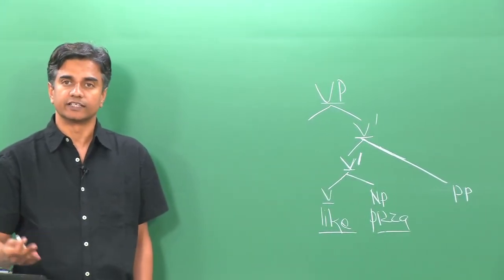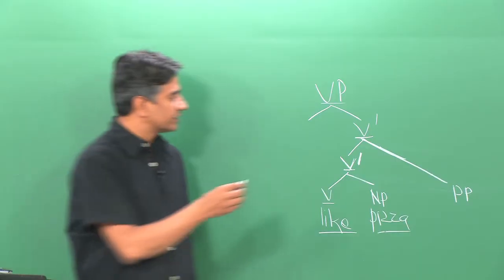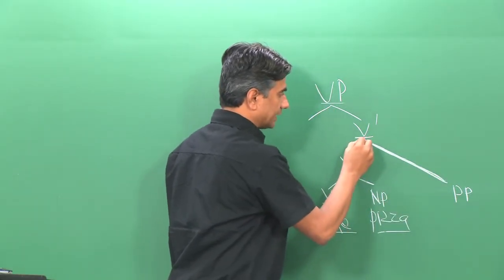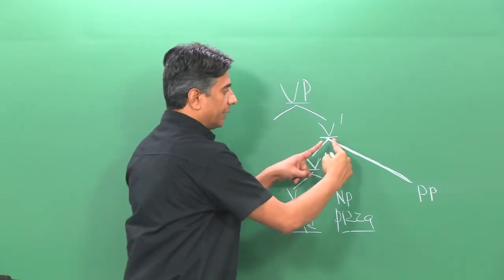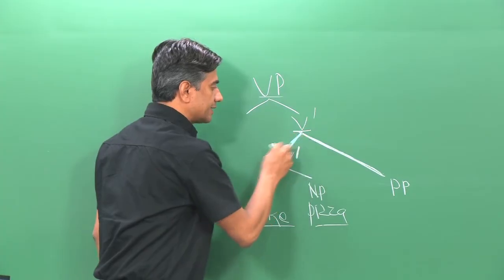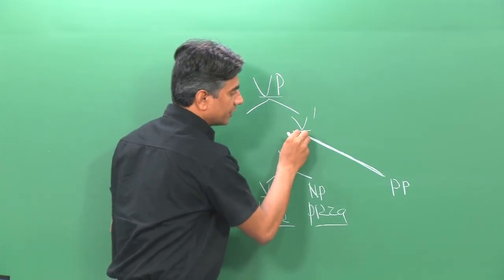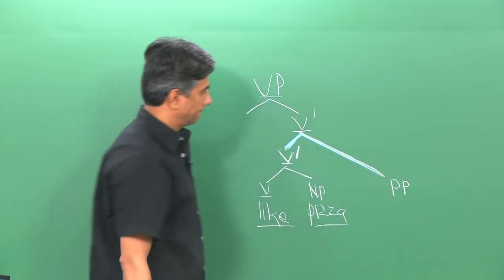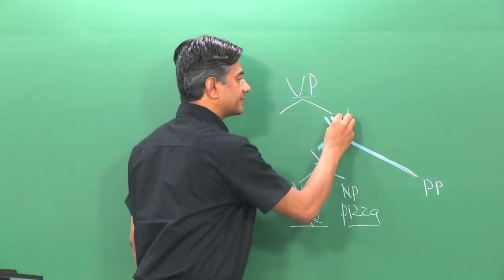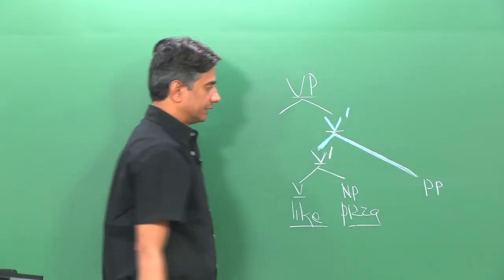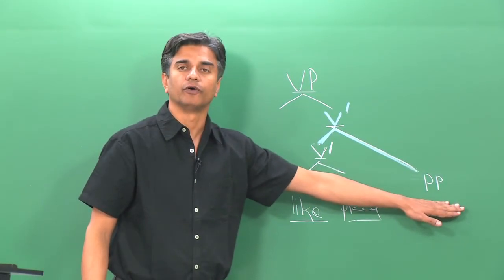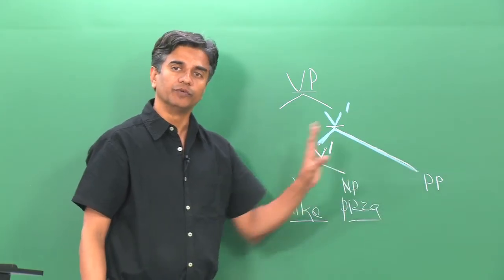What does this give us? What this space, this branch and creation of this binary branching, with the help of an additional V bar, tells us is that it allows us to create this space for a PP within the verb phrase.